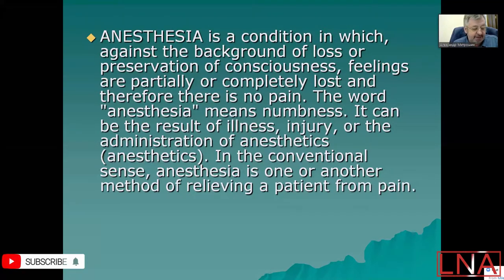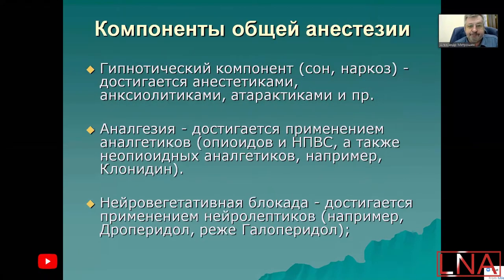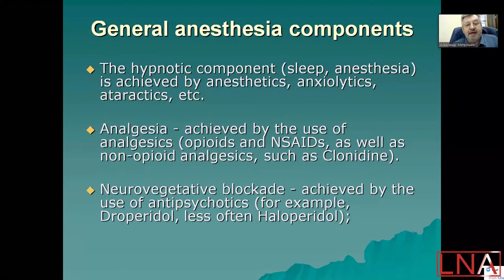General anesthesia has some components. The hypnotic component, sleep, anesthesia, is achieved by anesthetics, anxiolytics, ataractics, and so on. Analgesia is achieved by use of analgesics, opioids, as well as non-opioid analgesics, such as clonidine.